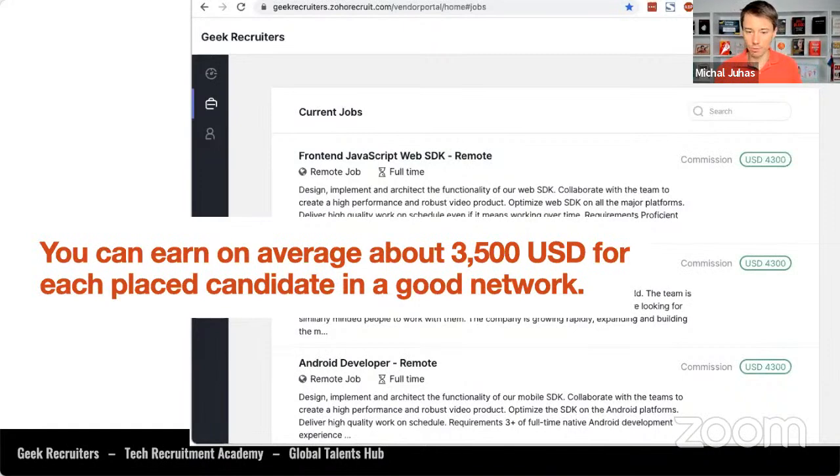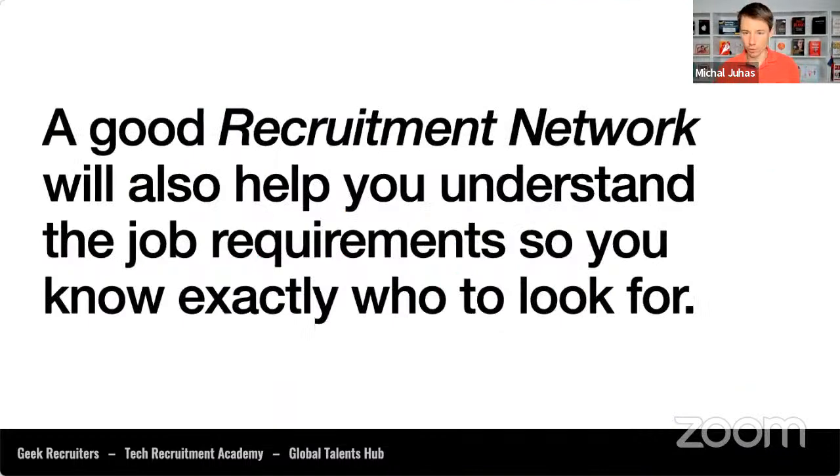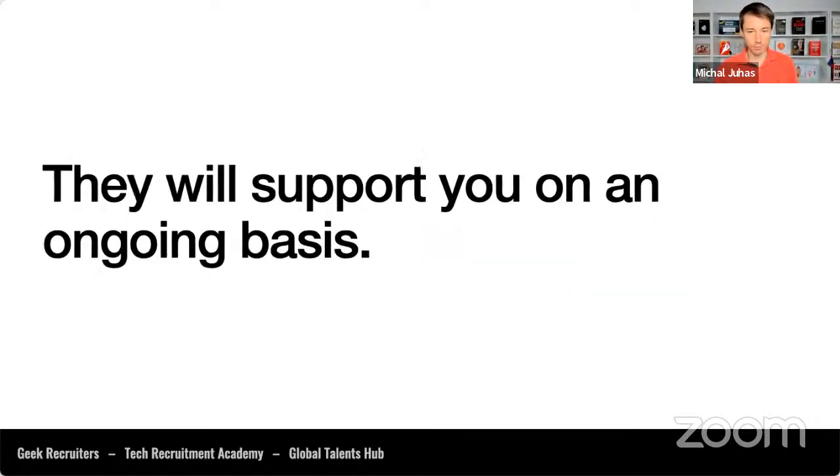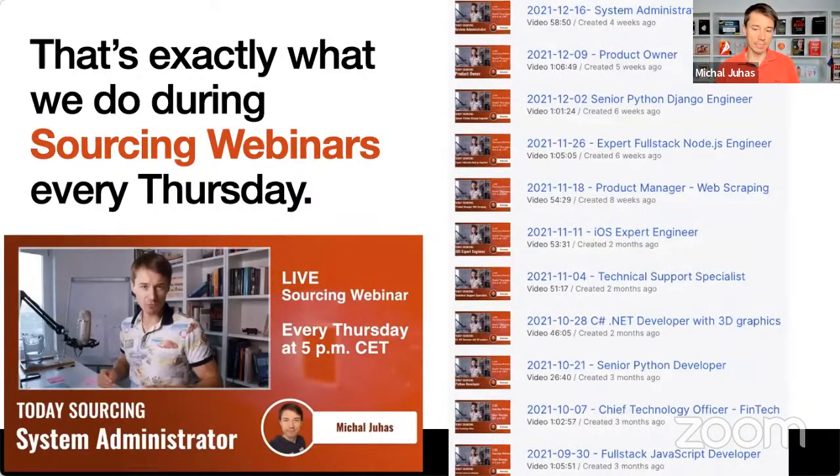You can see an example of the job portal with commissions for recruiters. A good recruitment network will also help you understand the job requirements so you know exactly who to look for. They will support you on an ongoing basis. And that's exactly what we do during sourcing webinars every Thursday. You can see on the right-hand side, every Thursday, a new webinar, whether it is a senior Python Django engineer or a chief technology officer or a C# .NET developer or an iOS expert or a QA engineer, product owner, you name it, we've got it.